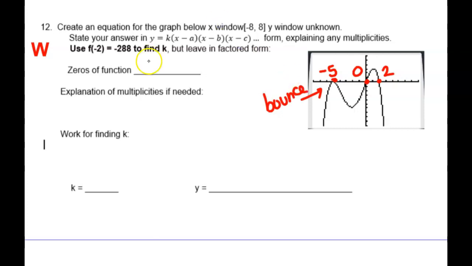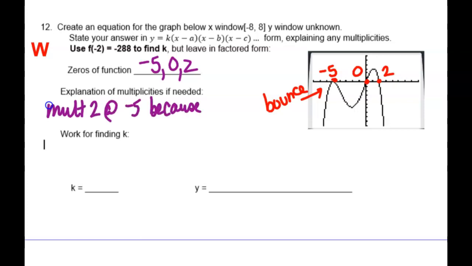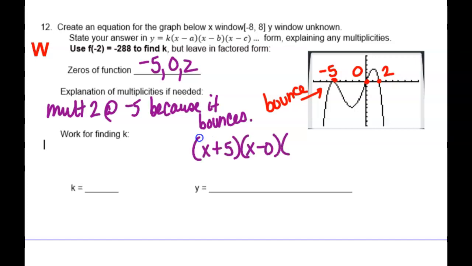So when it asks for the zeros, you list them all in any order you want. But then it says, where does it need any multiplicities? Will you say multiplicity 2 at -5 because it bounces? Doesn't cross the x-axis. I cannot tell you how many of you will write that down. And then when you go to write the equation, you'll write x plus 5, x minus 0, and x minus 2. What is wrong with that?